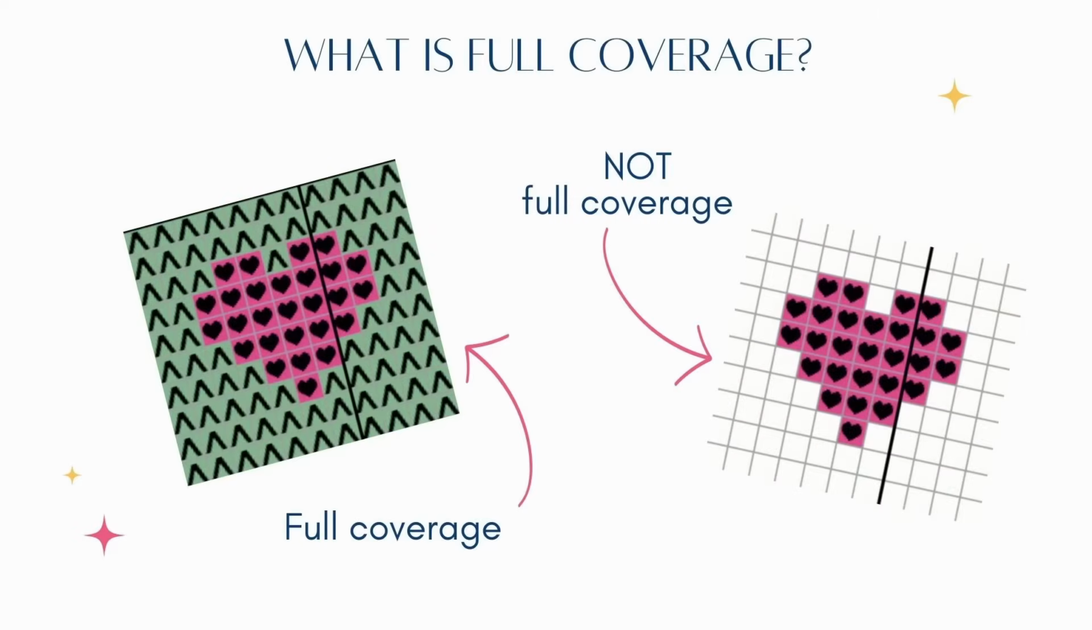When you hear the term full coverage, that means that every single bit of fabric in the design area is stitched. No part of the fabric is visible when the stitching is completed. If the design area was 100 by 100 stitches, then every single square would have a stitch in it, so there would be a total of 10,000 stitches. You can see how quickly that total stitch count racks up when it's a full coverage piece.